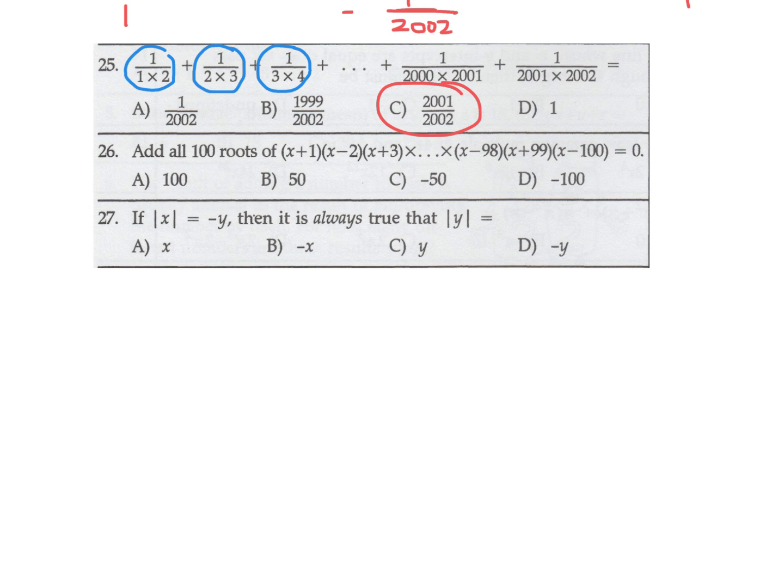Add all 100 roots of. Okay, so the roots, let's see here. Let's list them. That's -1. That's 2. That's -3. And so on, right? The next one is most likely following the same pattern. It would be x minus 4 would be 4.